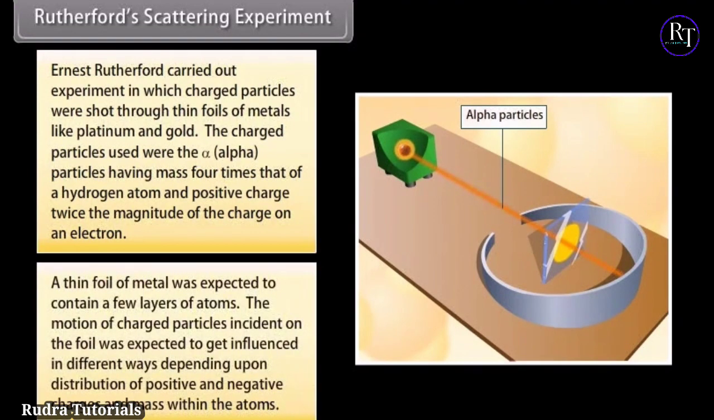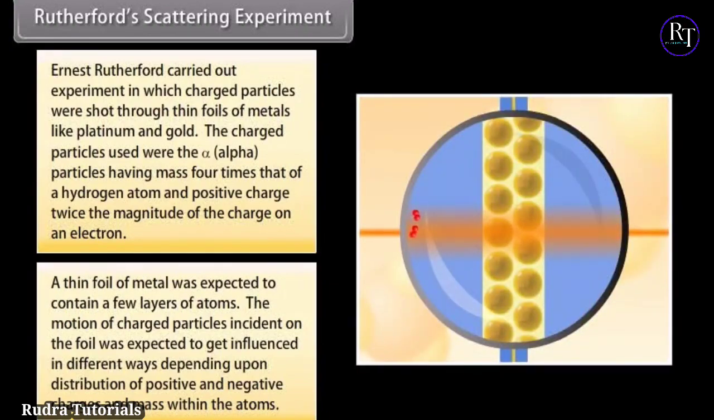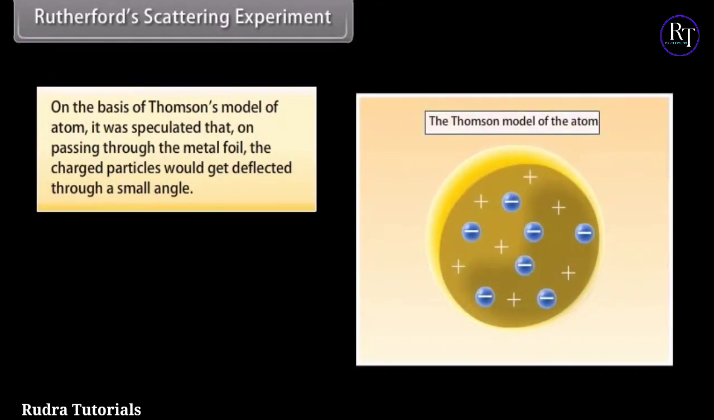A thin foil of metal was expected to contain a few layers of atoms. The motion of charged particles incident on the foil was expected to get influenced in different ways depending upon distribution of positive and negative charges and mass within the atoms. On the basis of Thomson's model of atom, it was speculated that on passing through the metal foil, the charged particles would get deflected through a small angle.